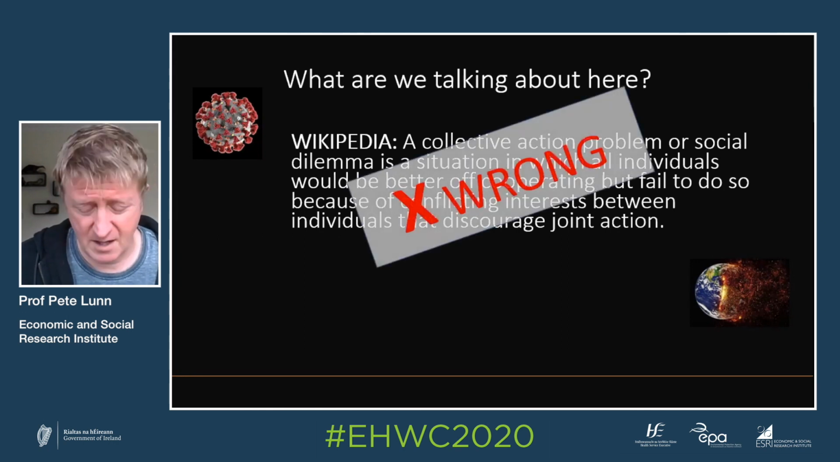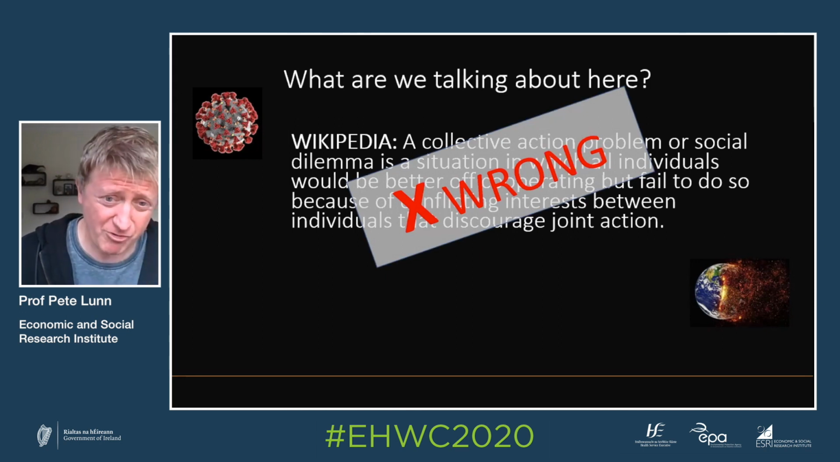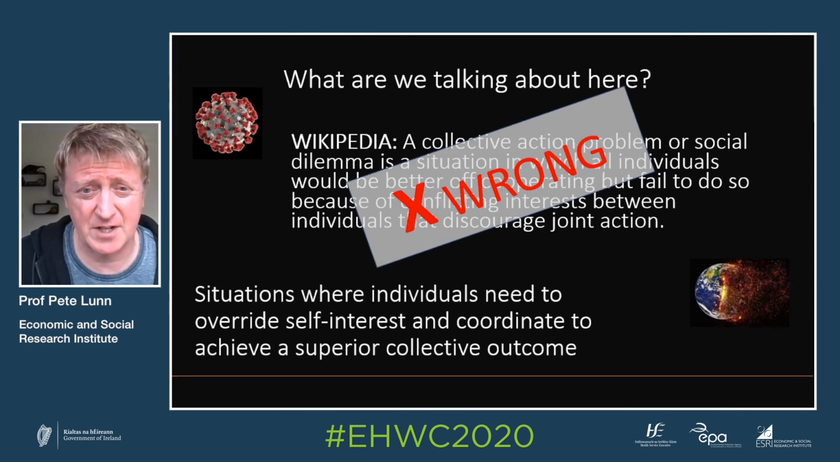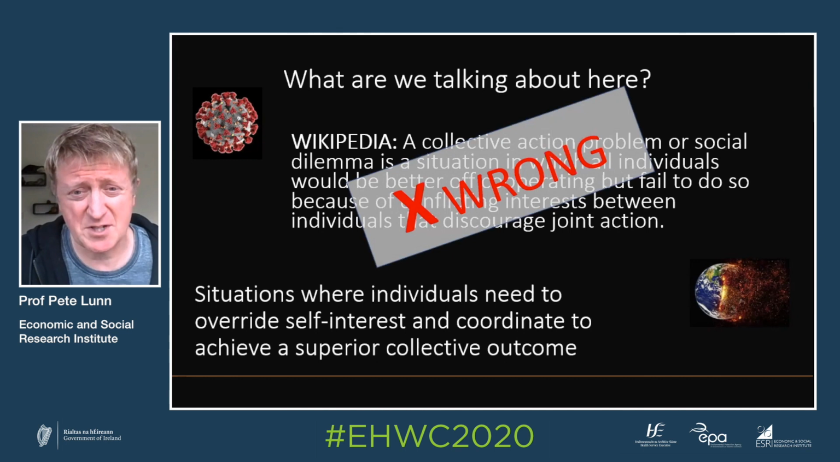Here is a better definition. We're going to push that one away, and I'm going to show you that empirically in a moment, because of course, what's actually true is that that's an empirical question. We don't know until we test it whether people can or cannot solve collective action problems. So I'll give you a better definition. A collective action problem is a situation where individuals need to override self-interest and coordinate to achieve a superior collective outcome. So the question becomes, can they do it?